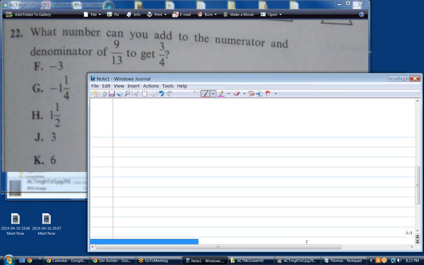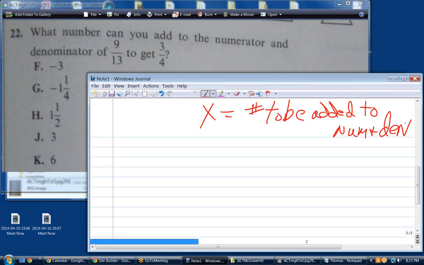First step, always, no matter what the word problem is, what? What are you looking for? Define your variable. Okay. X equals the number to be added to top and bottom, to numerator and denominator, because that's what the question says. We're going to take a number, add it to both the numerator and the denominator of 9/13, and we're going to get 3/4. So now that I've defined my variable, it should be relatively easy to set up an equation.